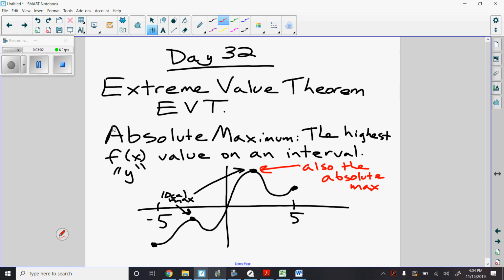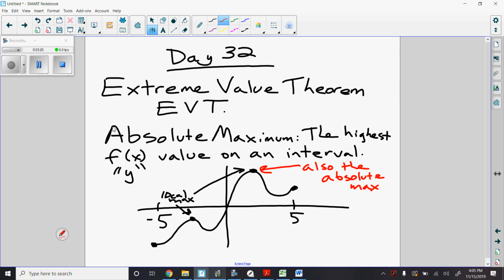Now, if the interval is -infinity to infinity, and we look at the limit as x goes to plus or minus infinity, think of y equals x squared. If I say what's the absolute max of y equals x squared, that has no absolute max because it always keeps getting higher and higher as x gets both bigger and smaller.